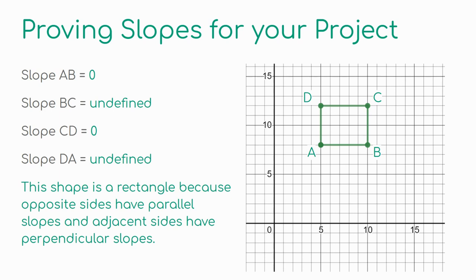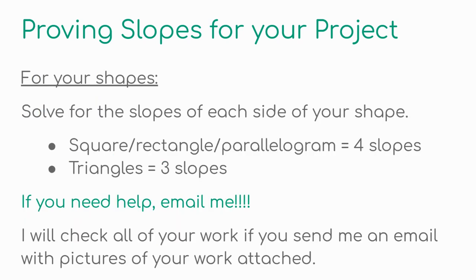You're going to be taking your shapes, you're going to be finding the slopes of every side of your shape, and then you're going to use that information to prove that your shape is what you say it is. So if your shape is supposed to have parallel sides, you're proving that those sides have the same slope. If they're supposed to be perpendicular, you're proving that those sides have opposite reciprocal slopes. So you're going to be doing that for your project.